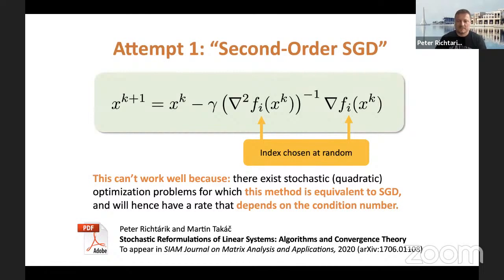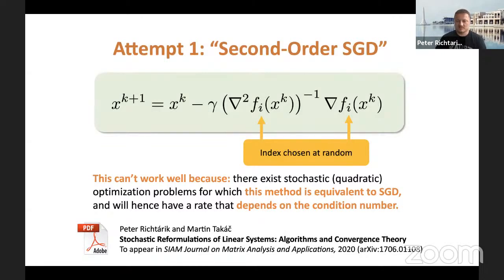Unfortunately, this doesn't work. By this, I mean that this cannot possibly have a better rate than SGD, the first order method. The reason is that there is a class of problems which satisfy all the nice properties about f_i. You can have strong convexity, smoothness, everything that you want about the f_i's. In fact, there are quadratic problems of this type where this method is equivalent to SGD. I will not go into the details, but you can look at the paper I've written with Martin Takac, Stochastic Reformulations of Linear Systems, where you'll find a description of this type of methods.